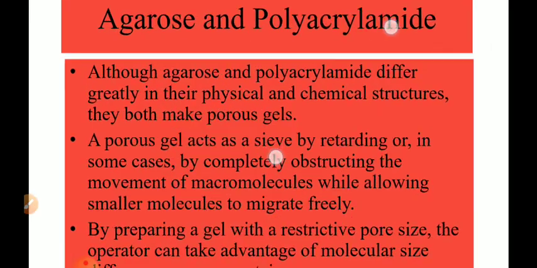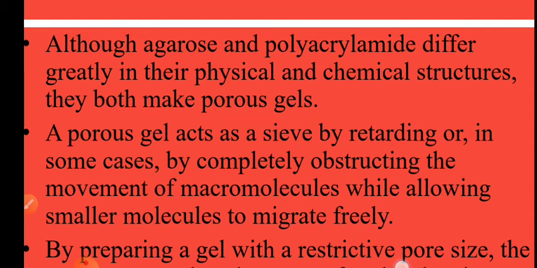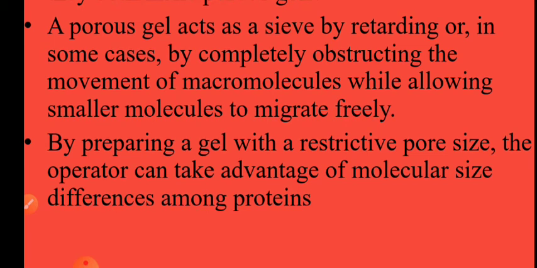Although agarose and polyacrylamide differ greatly in their physical and chemical structures, they both make porous gels. Why do we need porous gels? Of course, a porous gel has a molecular sieving effect. So we require a porous gel. It acts as a sieve by retarding, or in some cases completely obstructing, the movement of macromolecules while allowing some smaller molecules to migrate freely. So it retards the movement of larger molecules and allows the smaller molecules to migrate freely.